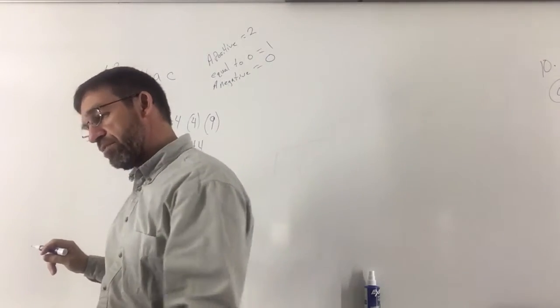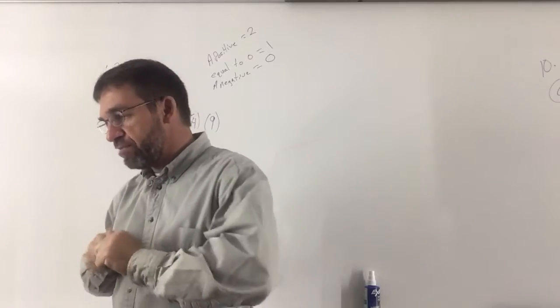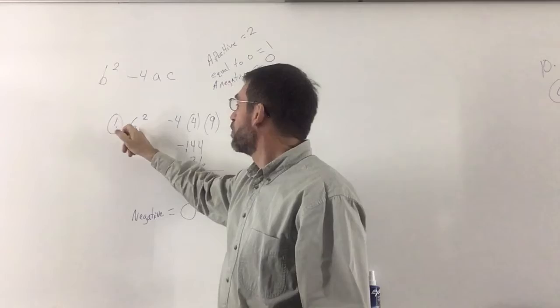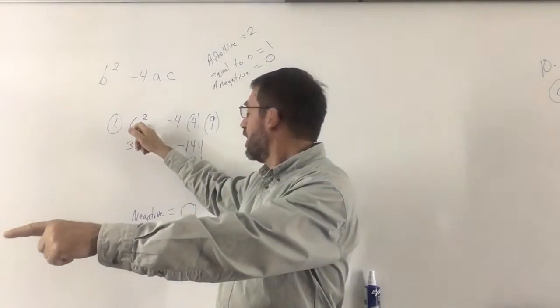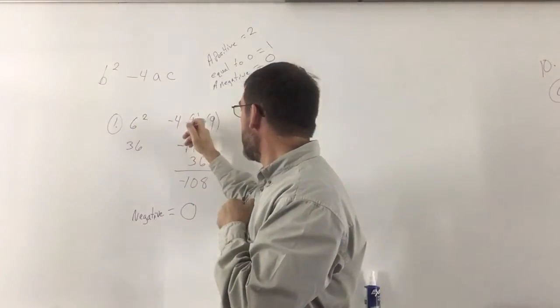And they worked a couple of problems there. So if you turn over to 494, I'll start with the first one. Okay, so first thing, I've got b squared, so I've got 6 squared. You see my b answer is 6. And then I've got negative 4. I always put negative 4. And then I put ac.